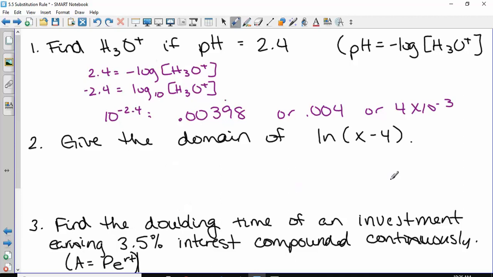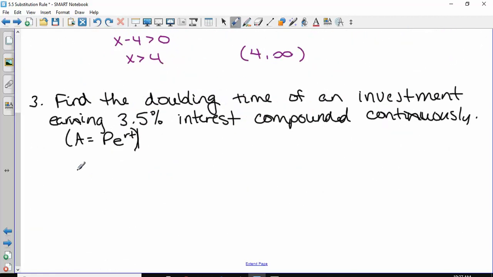Number 2, giving the domain of a log. What do you have to do? Say the argument is greater than 0. So we get x is greater than 4, so that would be 4 to infinity. Paying attention? All right, number 3, doubling time.